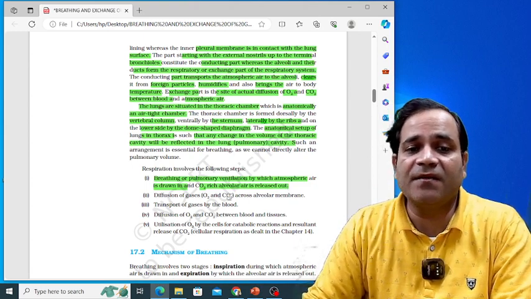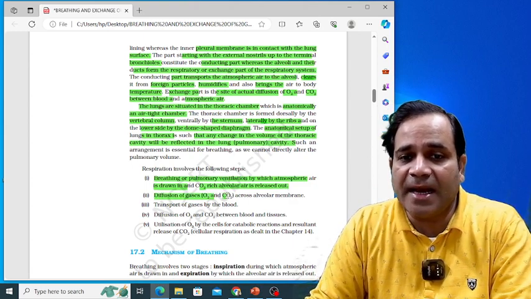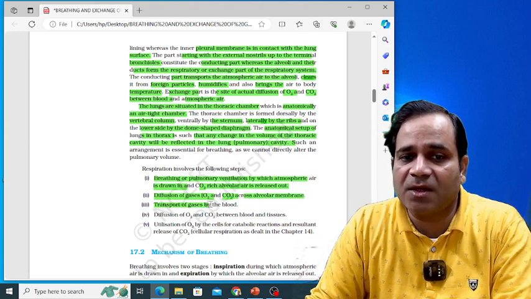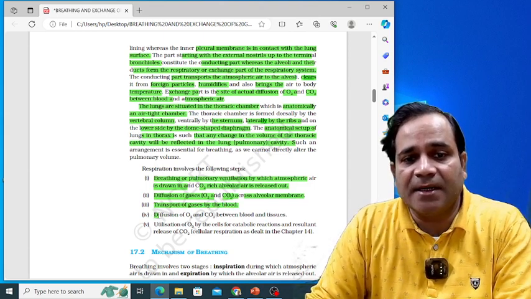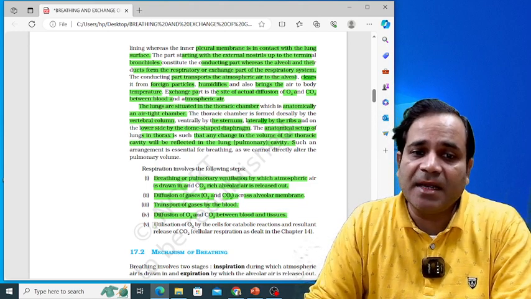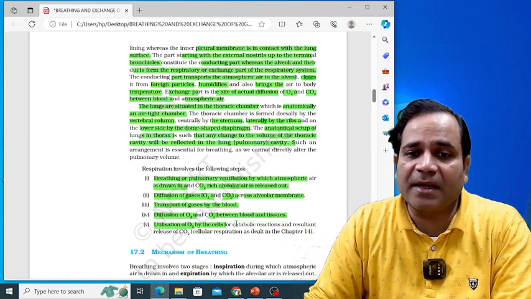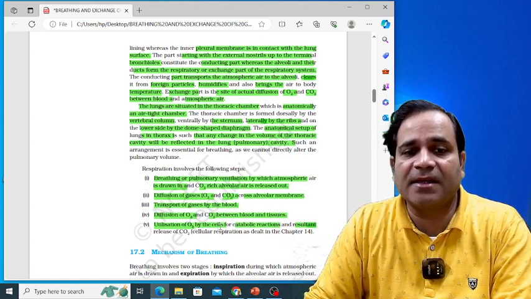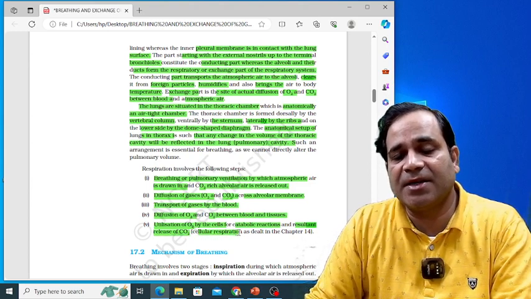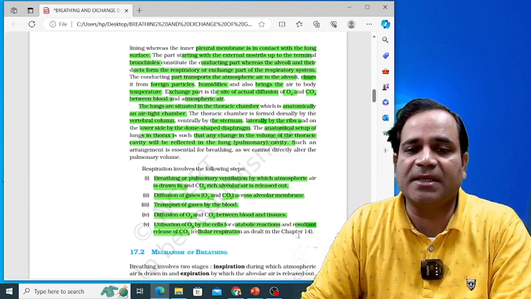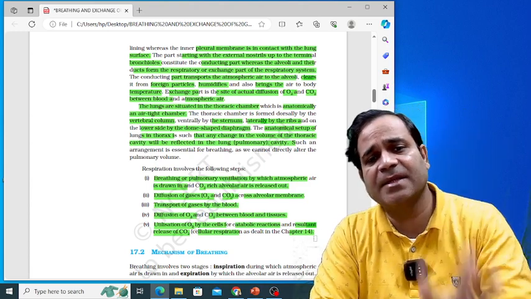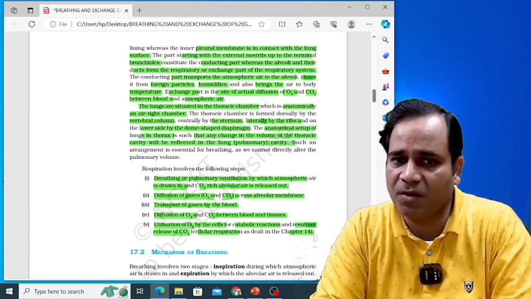Then, the diffusion of gases, that is O2 and CO2, across the alveolar membrane. Third, transport of gases by the blood. Then the diffusion of O2 and CO2 between blood and tissues. And then utilization of O2 by the cells for catabolic reactions, with the resultant release of CO2; that is cellular respiration, which we will deal with in chapter 14. These are the five major steps involved during respiration in humans.